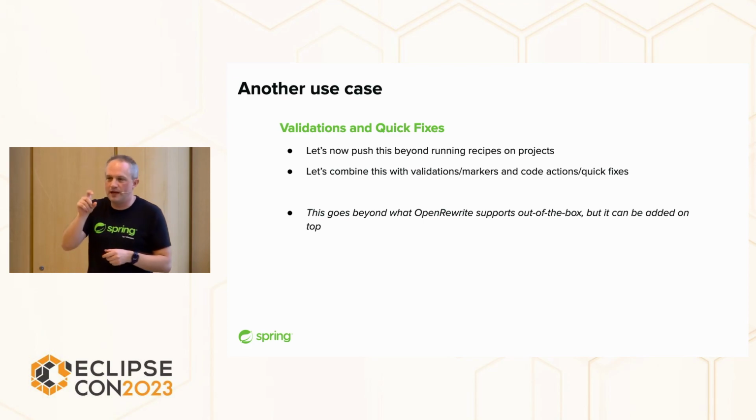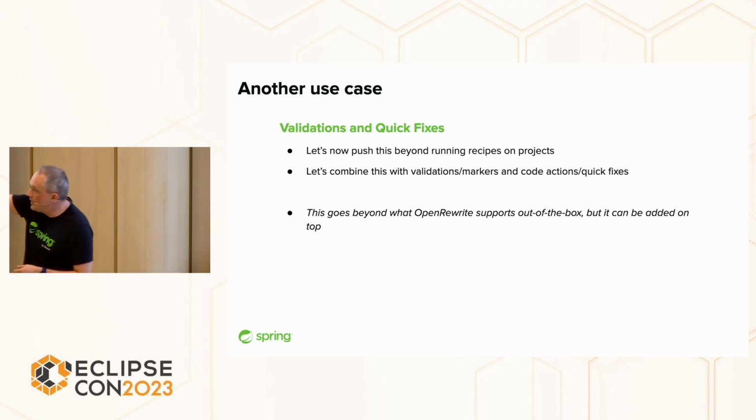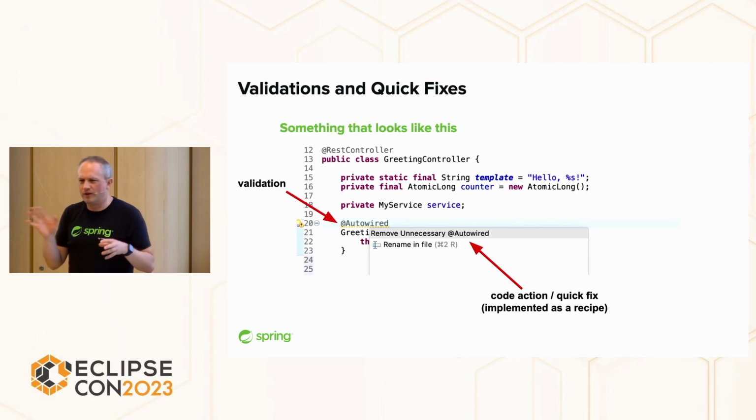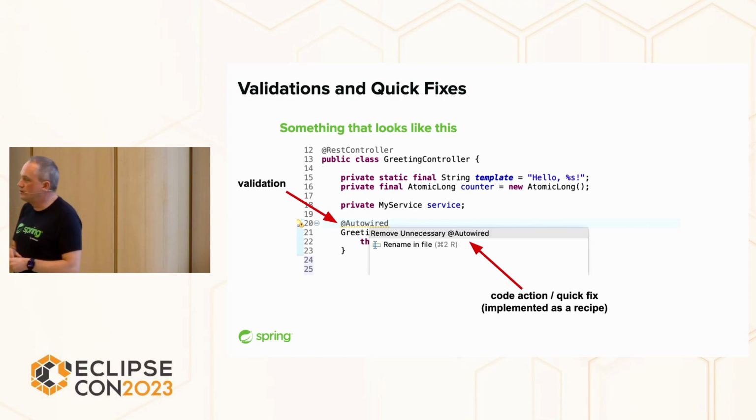So let's have a quick fix that applies this little change to just the source code that I'm looking at, basically doing something like this, right? So a squiggly line, a validation for autowired, not the best practice anymore. And apply a change. So in this case, super easy, remove the autowired annotation.